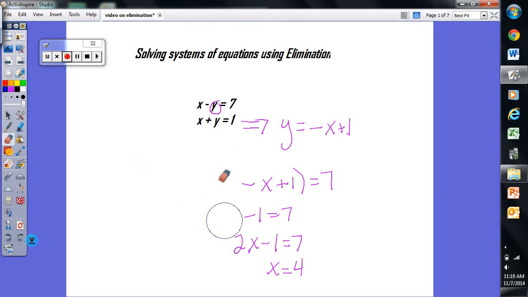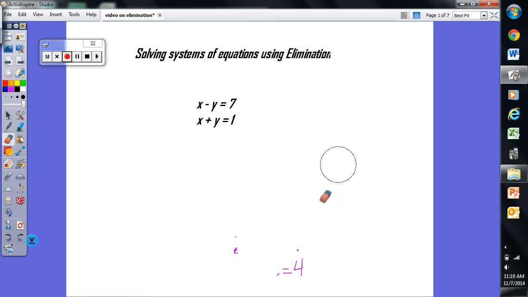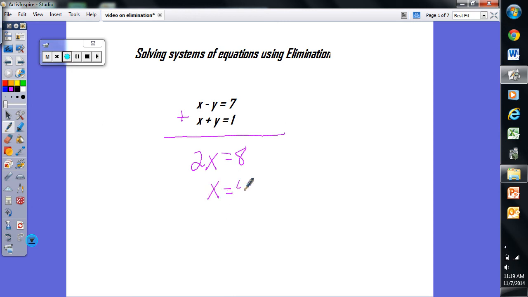There is a much easier way when the equations are set up like this. When I say set up like this, I mean it goes x, y equals number, x, y equals number. Whenever you have equations set up in that form, it's really easy to simply add the equations together. If I add these two equations together, I get x plus x, which is 2x. Negative y plus y totally goes away, and 7 plus 1 is 8. Then I divide by 2, and x equals 4. Same exact thing I got by substitution, but with a lot fewer steps.